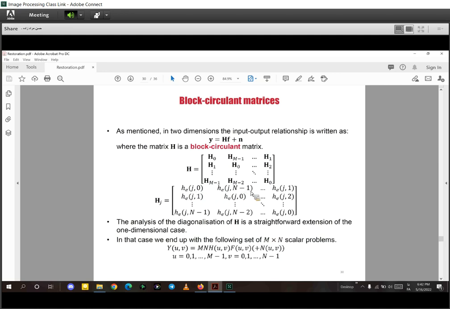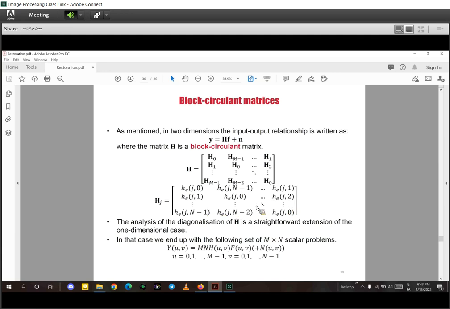Okay, circulating by Hj is h_j0, h_j,n minus 1, n minus 2 to h_j0, then h_j1. And this item circulates here for the next, h_j0, n minus 2, n minus 1, 0, 1, 2.